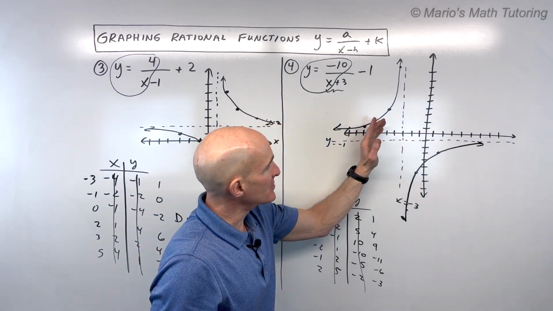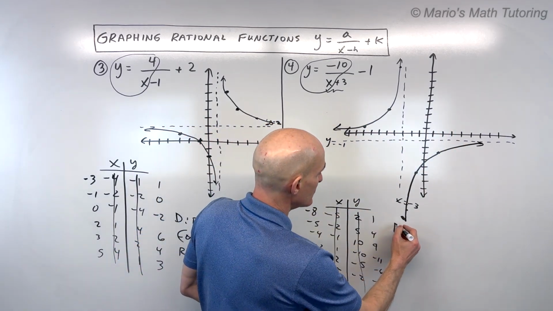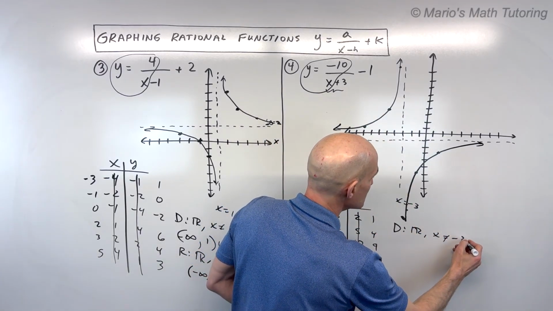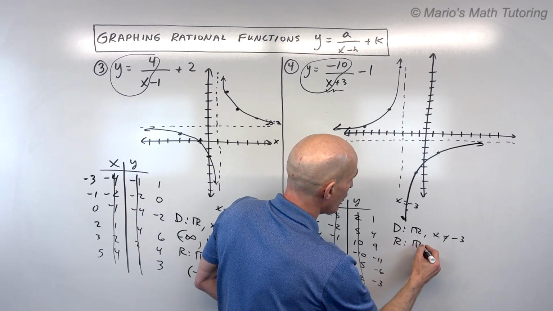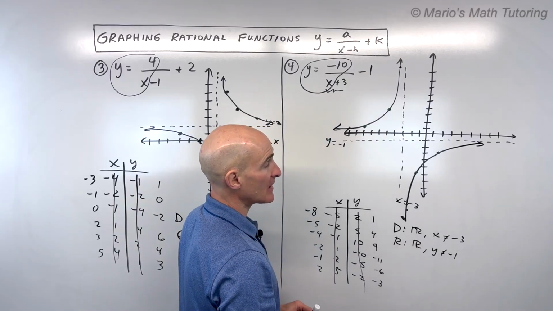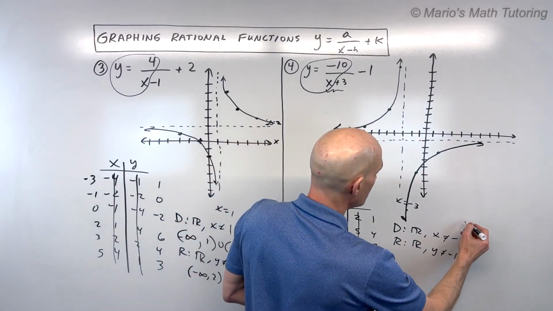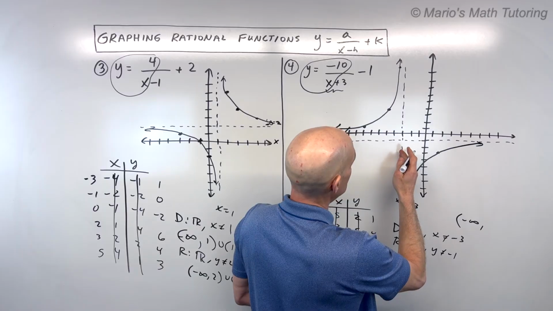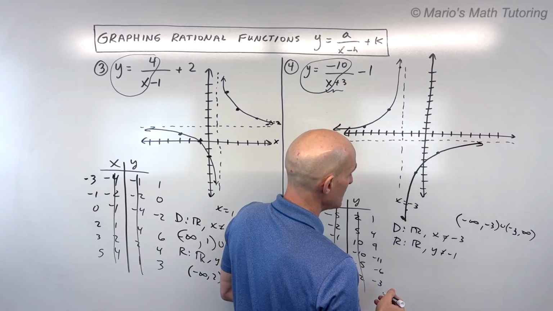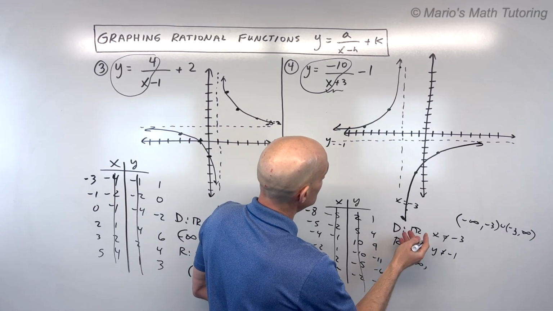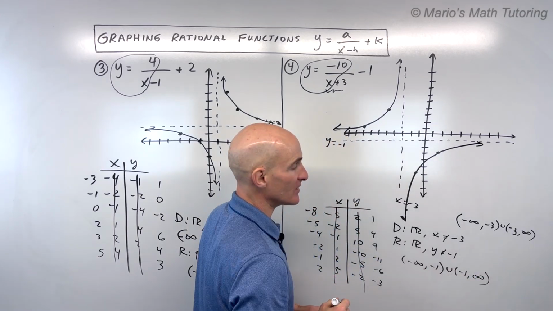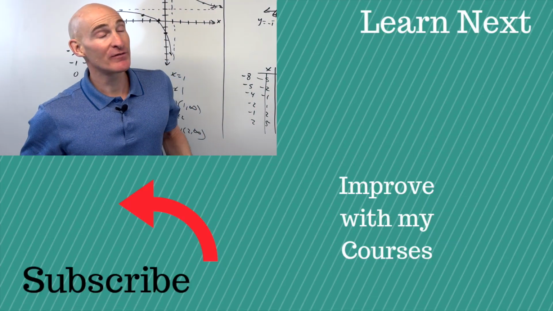Domain is all real numbers, except for the vertical asymptote here. So it'd be all reals, x cannot be negative 3, because we can't divide by 0. And then the range, the y values would be all reals, but can't be negative 1. And then again, you can do the interval notation. Domain would be all real numbers, or you could say negative infinity to negative 3, not including negative 3, and then from negative 3 to positive infinity. The range would be from negative infinity to negative 1, not including negative 1, and then from negative 1 to positive infinity.